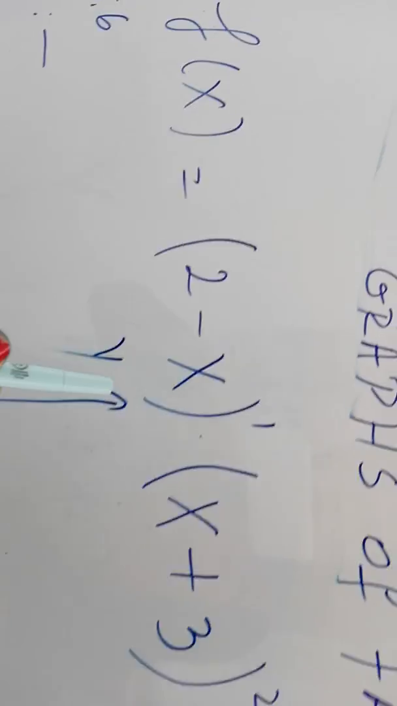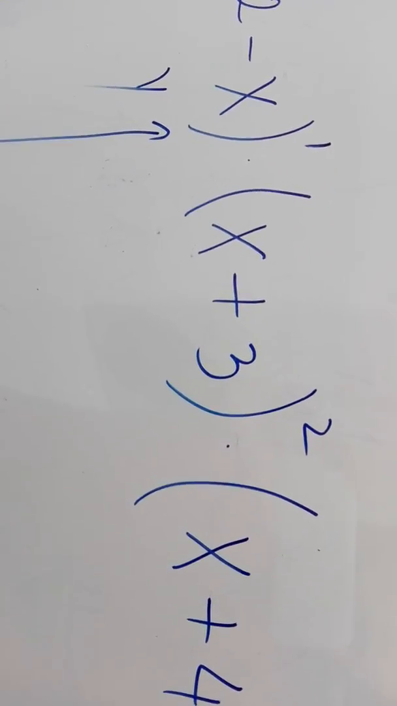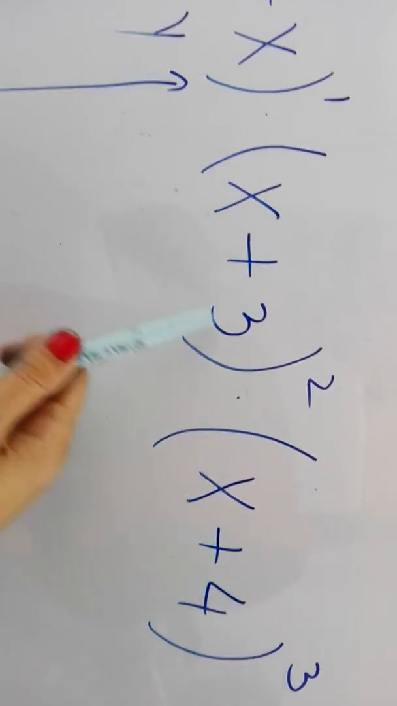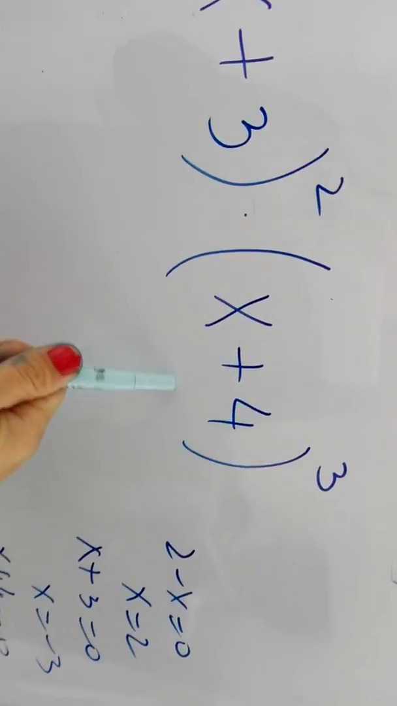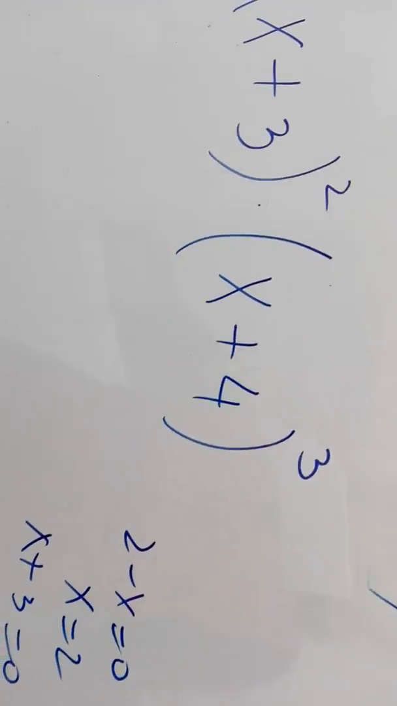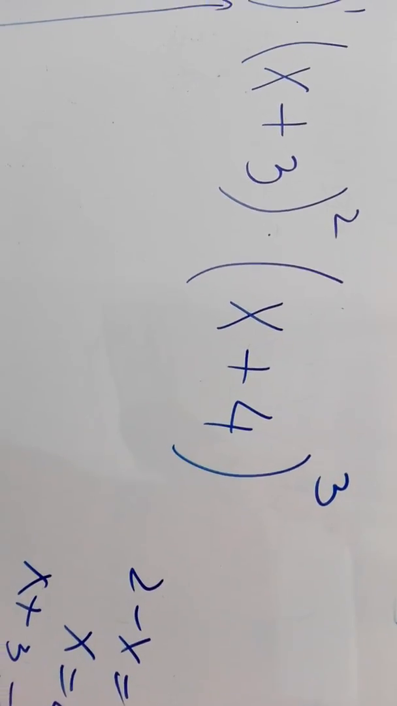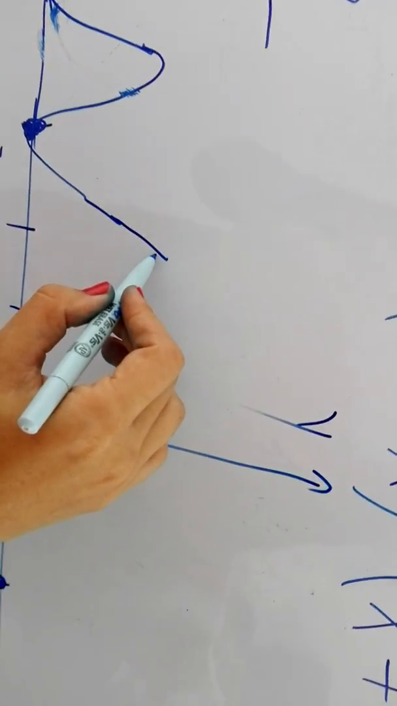So I'll have 2 minus 0, that will give me a 2. And then I'll have a 0 plus 3 square, that will give me a 3 square, which will make it a 9. And over here, I'm going to have a 0 plus 4 cubed. It will give me a 64. Anyhow, it's a big number. I definitely cannot represent it. So I'll just put it over here as an f of 0, and that's it.